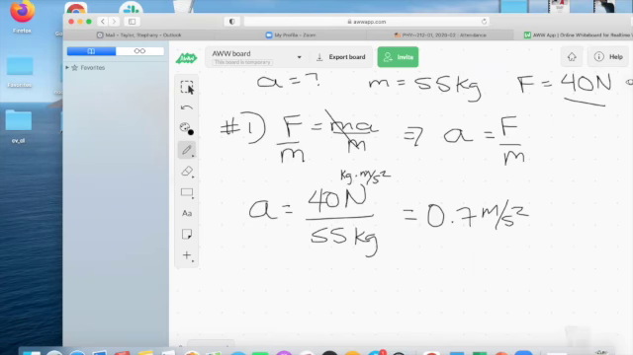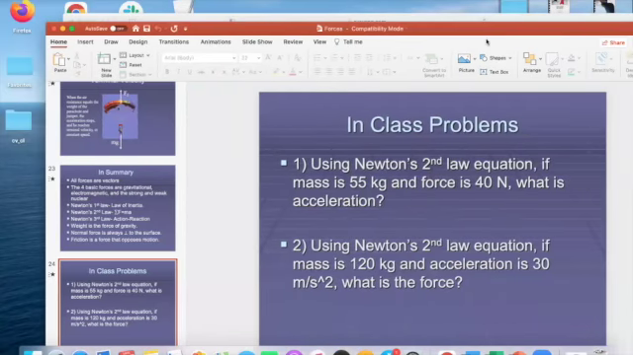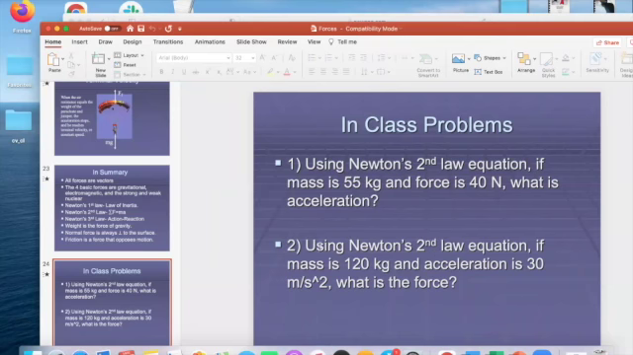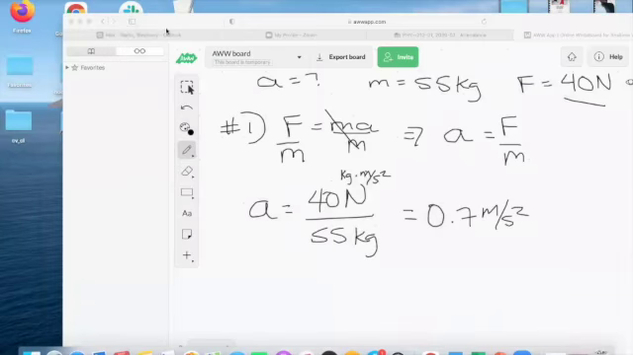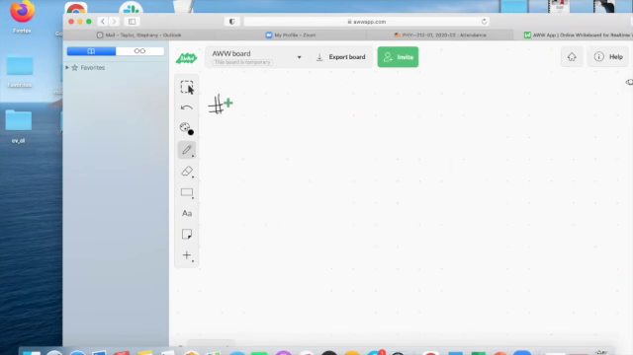All right, let's read number 2. Using Newton's second law equation, which is force is equal to mass times acceleration, if we have a mass of 120 kilograms and an acceleration of 30 meters per second squared, what is the force? Let's work this out. This is number 2. Force is equal to mass times acceleration, and we're asked to find the force, so that's the unknown variable.